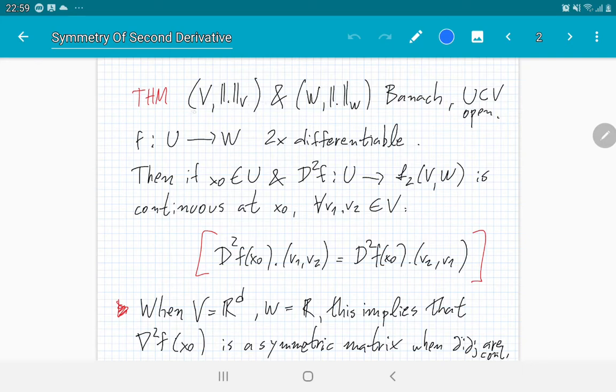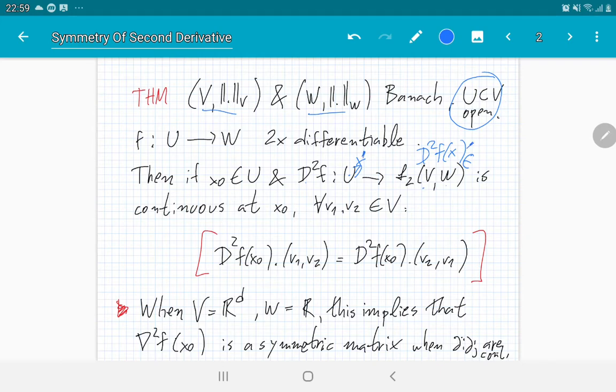So we have a function, as usual, between Banach spaces, so V is a Banach space, W is a Banach space, U is an open set in V, and f is a function from the open set U to W. And it's 2 times differentiable. What does that mean? Well, remember, that means that for any point x in U, there is a bilinear transformation that's bounded from V to W. So d2f associates with each point x a bilinear transformation.